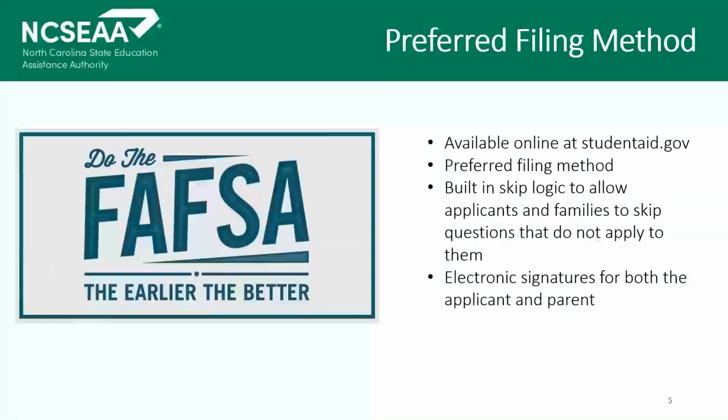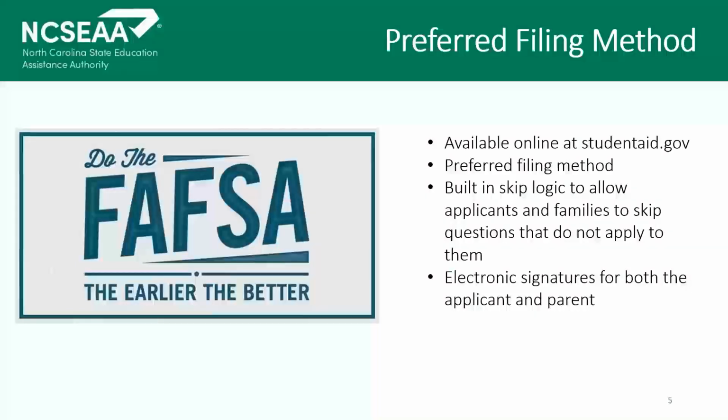In addition to that, both student and parent, if required, have to have what we call an FSA ID, and that serves as their electronic signature on the application. And again, both student and parent have to have that FSA ID.